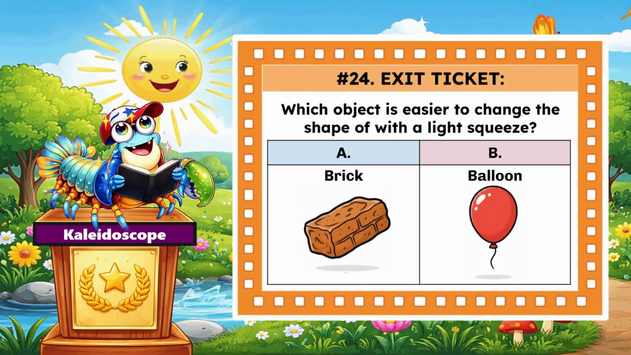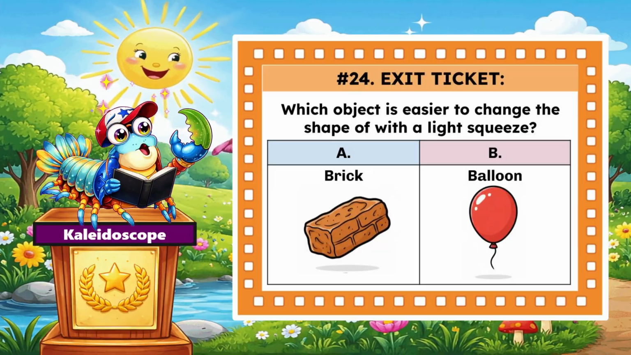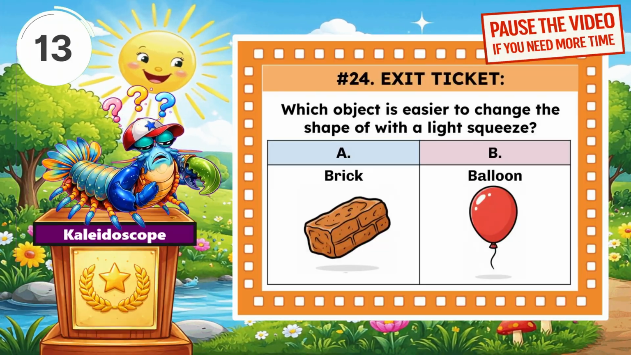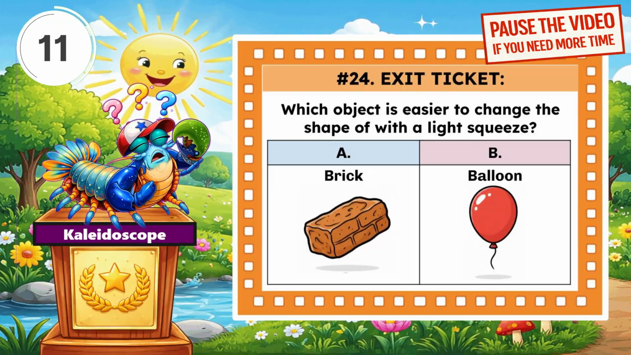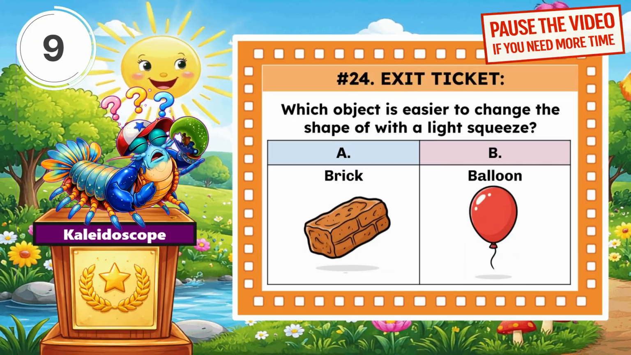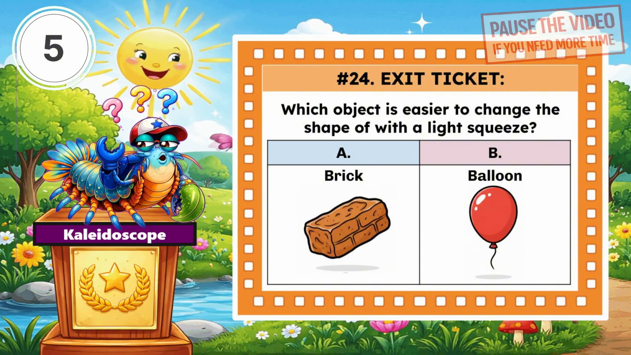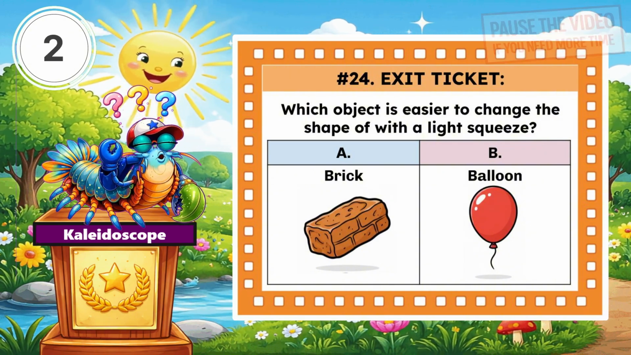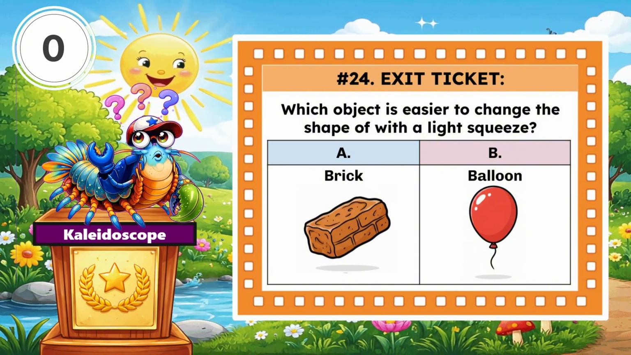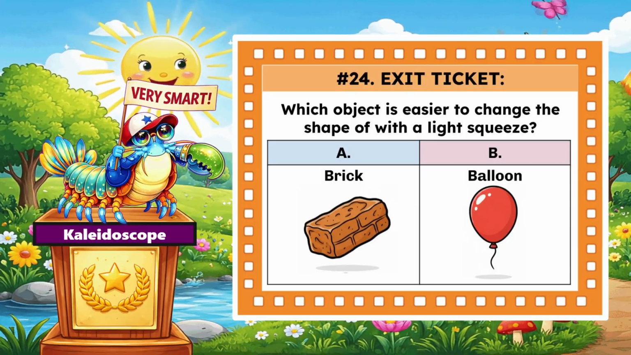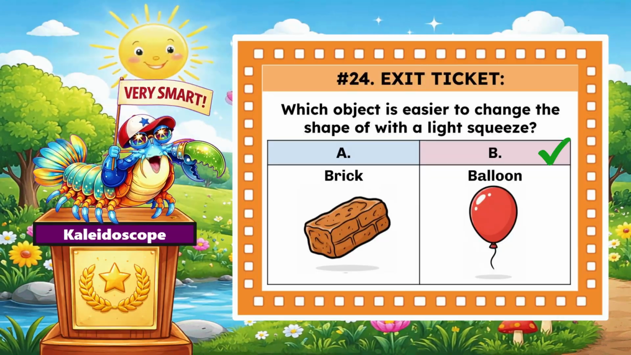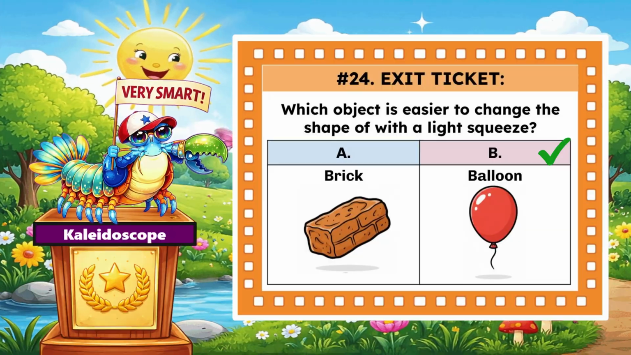Which object is easier to change the shape of with a light squeeze? And the correct answer is letter B, balloon.